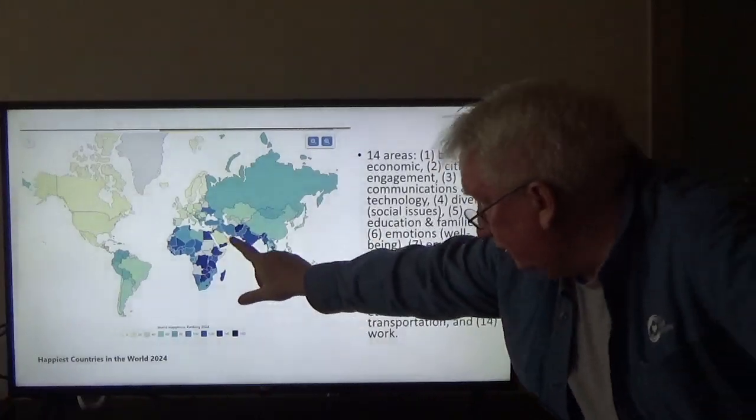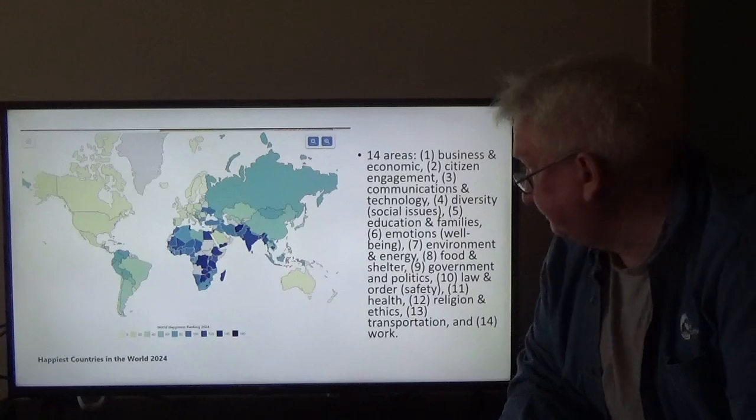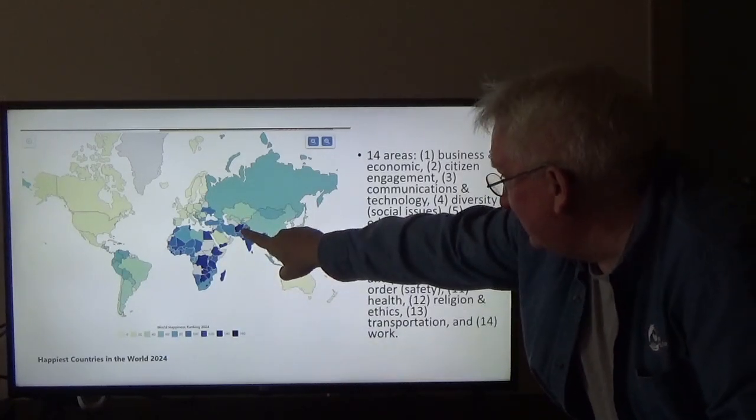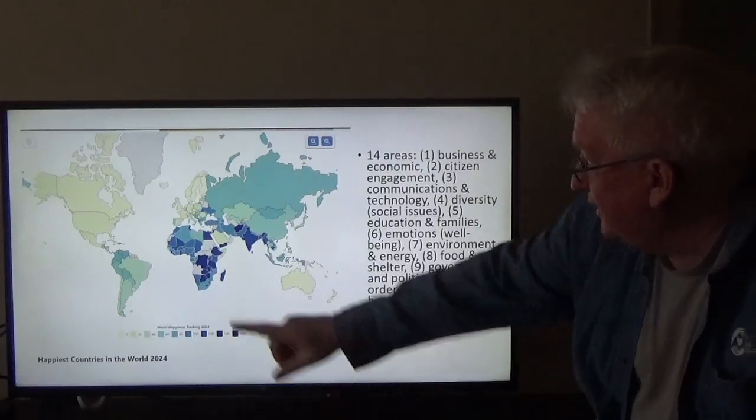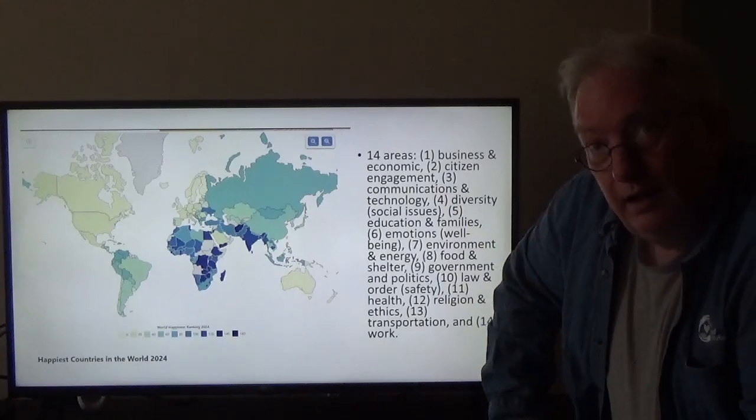But then you look, oh goodness, Africa. Oh yeah, Africa's not doing so well. Not doing so well. And Afghanistan. Yeah. Mexico looks reasonably happy comparatively, right?